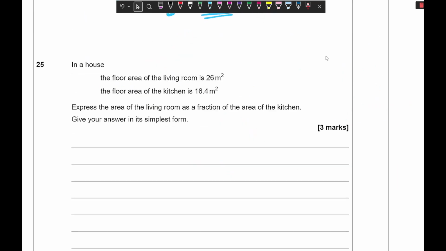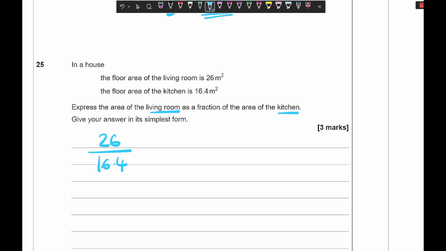Then for question 25, it says in a house, the floor area of the living room is 26 square meters. The floor area of the kitchen is 16.4 square meters. Express the area of the living room as a fraction of the area of the kitchen. Give your answer in its simplest form. So for this, we want the kitchen over the living room. So here what we've got is 26 over 16.4.